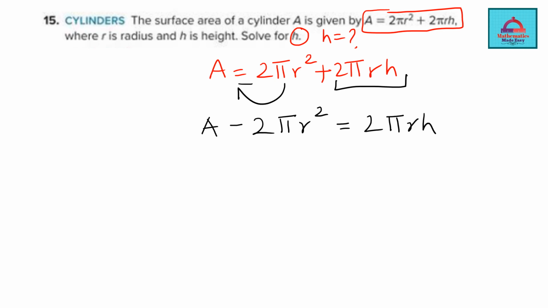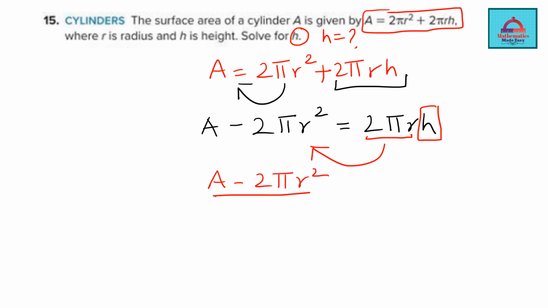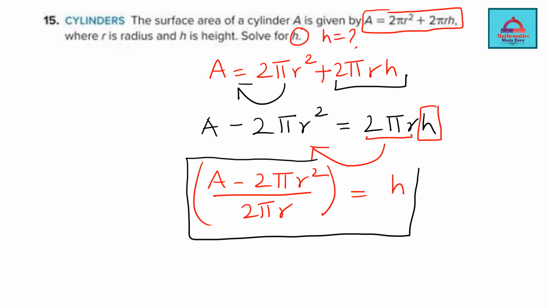However, what we need is the value of h. So I'm going to keep it here and move this 2 pi r on the other side. Now here it was multiplication, so the opposite of multiplication is division. So in the next step, this becomes A minus 2 pi r square divided by 2 pi r. Why it got divided? Because the opposite of multiplication is division, so that's your value of h. And this is the answer that you need for question 15.